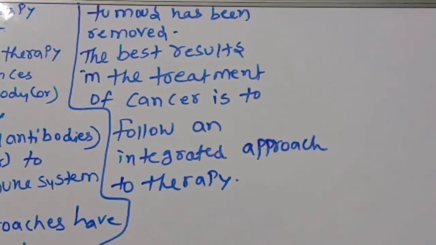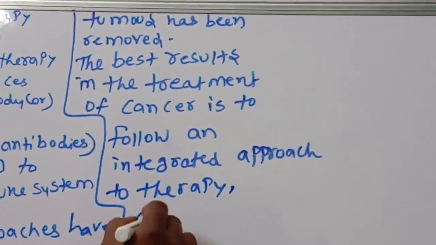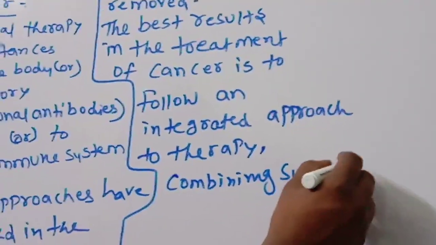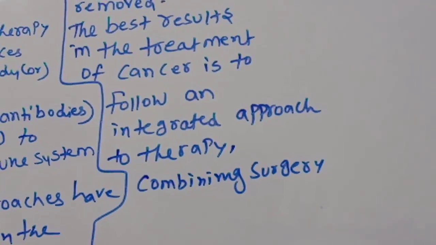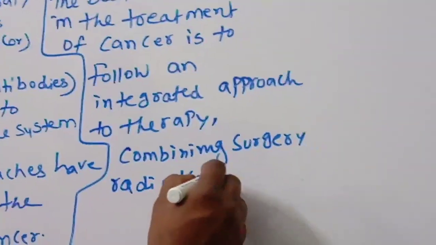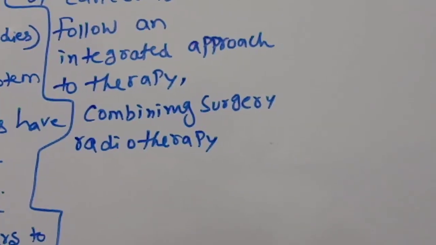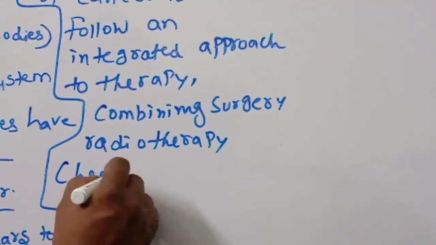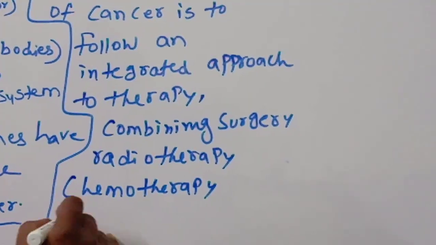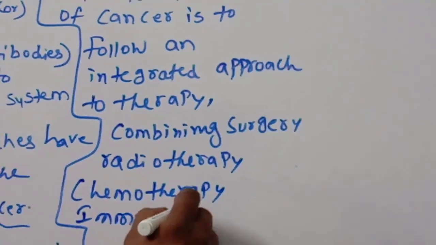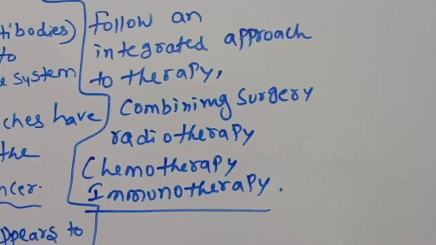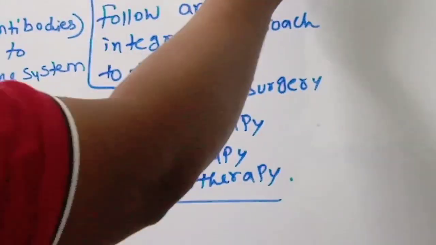Okay, children, combining surgery, radiotherapy, chemotherapy, and immunotherapy. This is the most important concept.